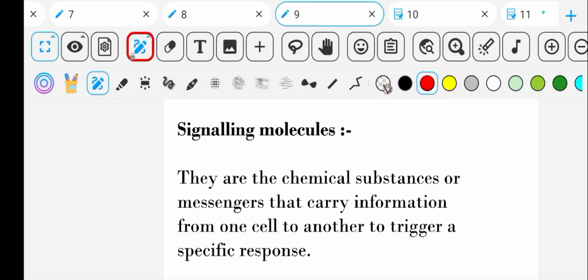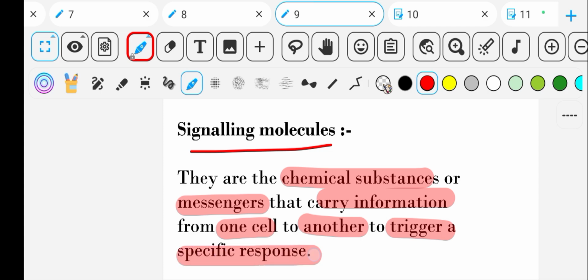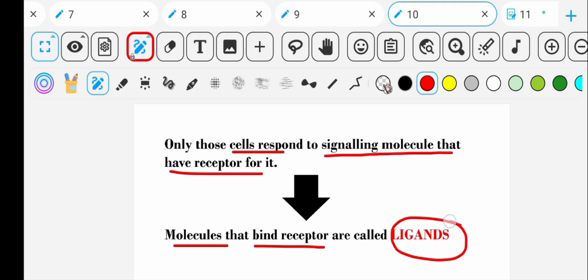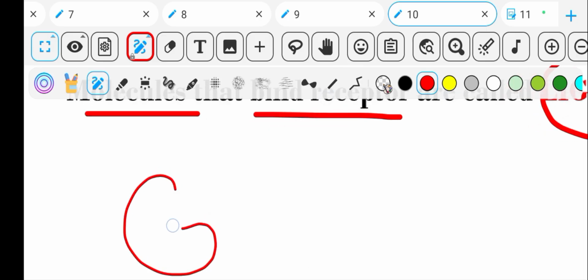The first question is, what are signaling molecules? Basically, they are chemical substances, or messengers, that carry information from one cell to another to trigger a specific response. Only those cells respond to signaling molecules that have a receptor for it. The molecules that bind the receptor are called ligands. Suppose this is the sending cell which is sending the signal. These are the signaling molecules.